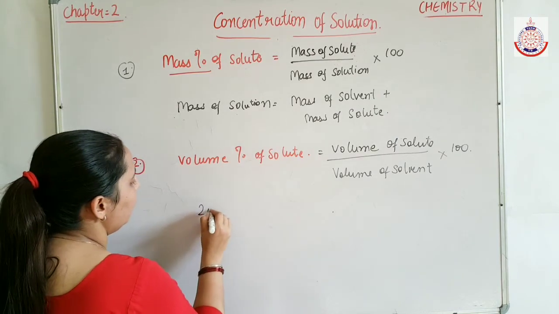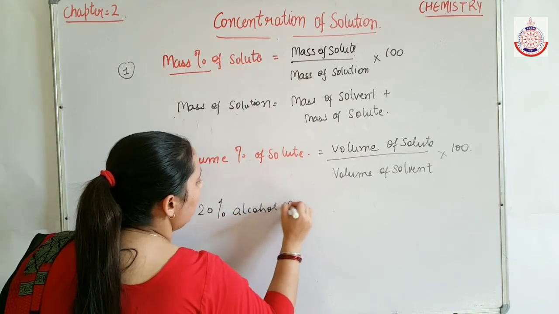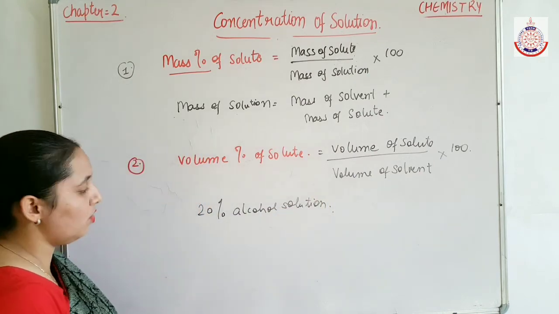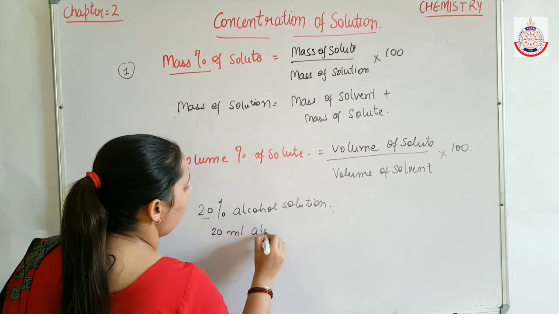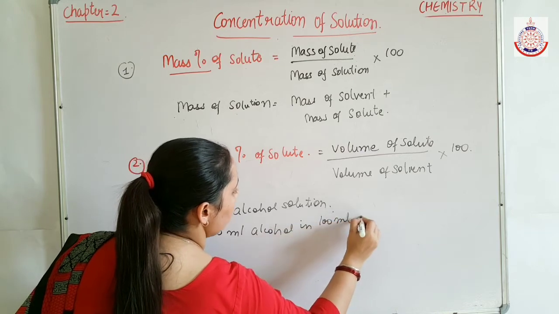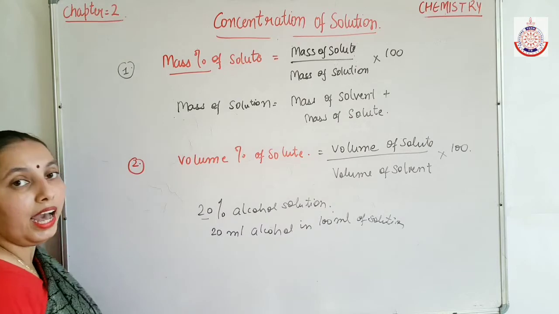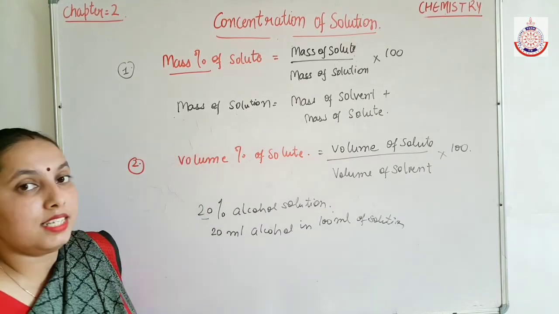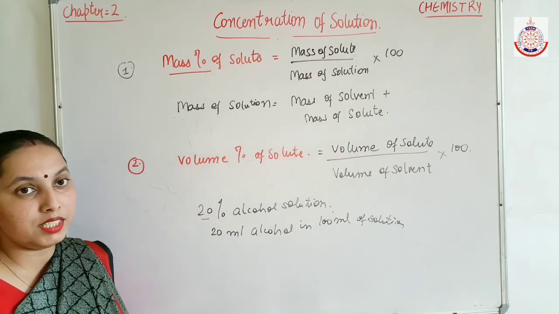If it is given that it is a 20% alcohol solution, what does it simply mean? 20% alcohol solution means 20 ml alcohol in 100 ml of solution. Right? 100 ml solution में 20 ml क्या है? Alcohol है. This way only. So these are the two ways that we can express the concentration, the mass percentage and the volume percentage.